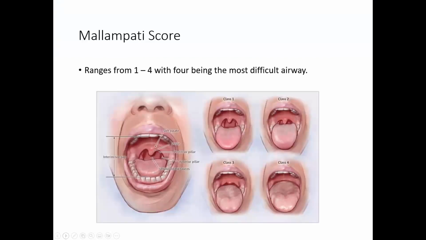Quickie on the Mallampati, starting with class 1 all the way to class 4. Notice with class 4, the size of the tongue, cheeks, etc. So just giving you a little bit of insight there.